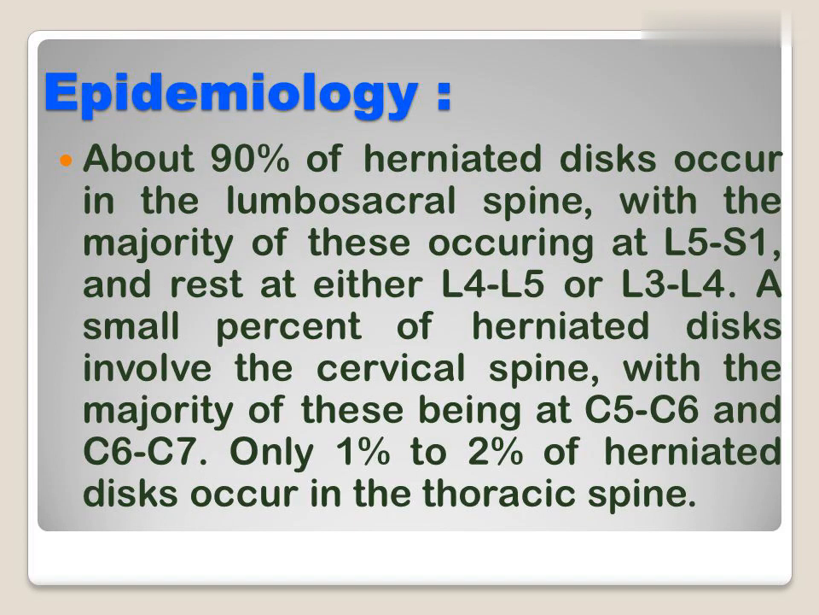Epidemiology. About 90% of herniated discs occur in the lumbosacral spine, with the majority of these occurring at L5-S1, and the rest at either L4-L5 or L3-L4. A small percent of herniated discs involve the cervical spine, with the majority of these being at C5-C6 and C6-C7. Only 1% to 2% of herniated discs occur in the thoracic spine.